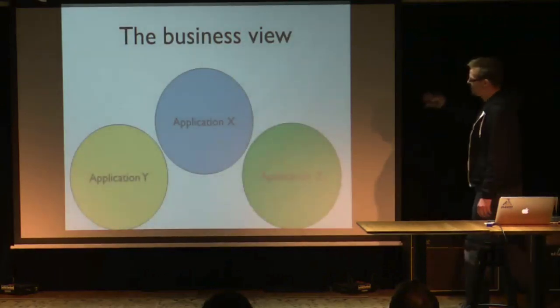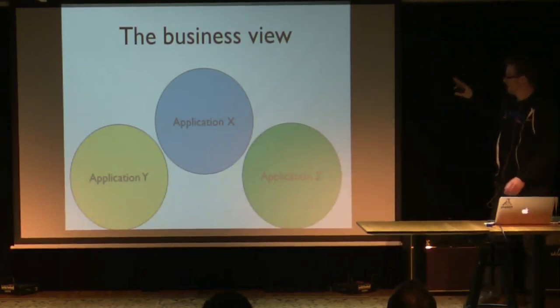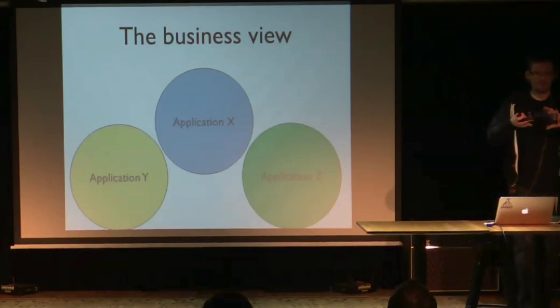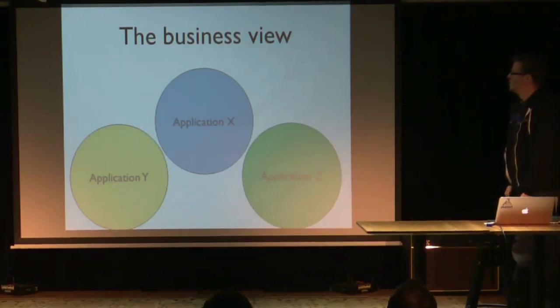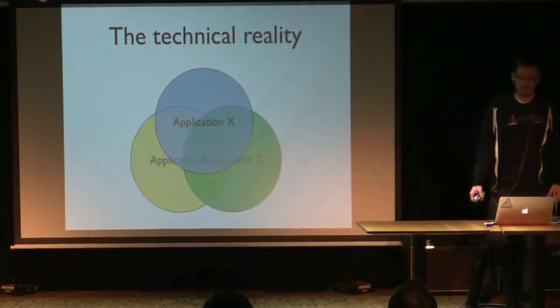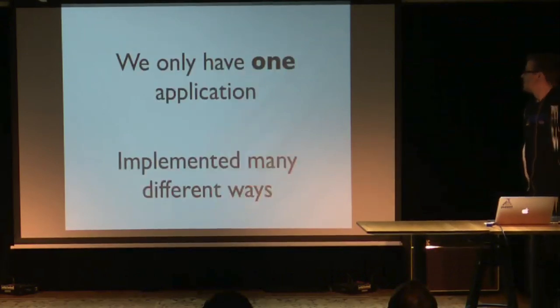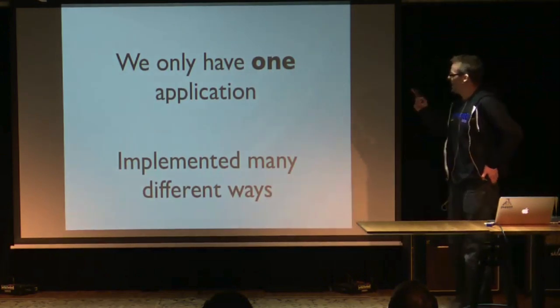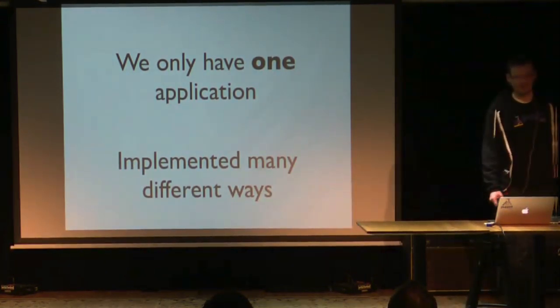The business view was still this, and that's still valid. From a business point of view, they don't care if it's in Puppet; if it doesn't work, they want to see application X, Y, and Z. But the technical reality was different to the business logic. So we actually only have one application, is what we realized. We're just implementing it many different ways.